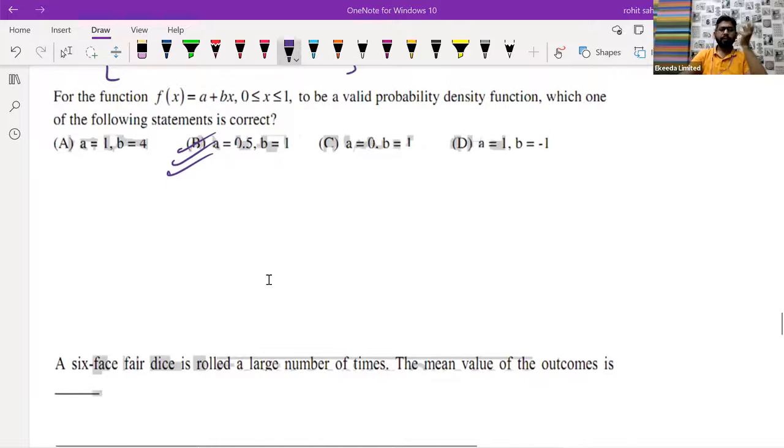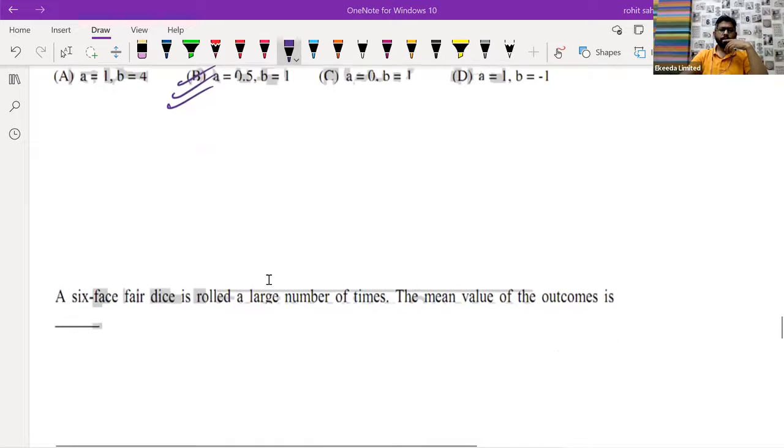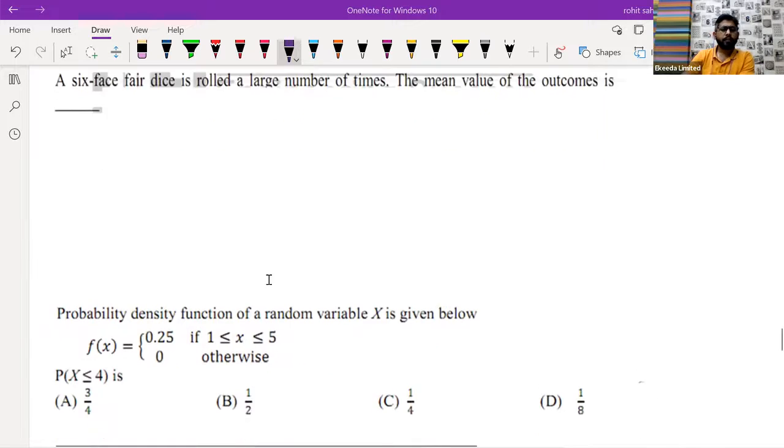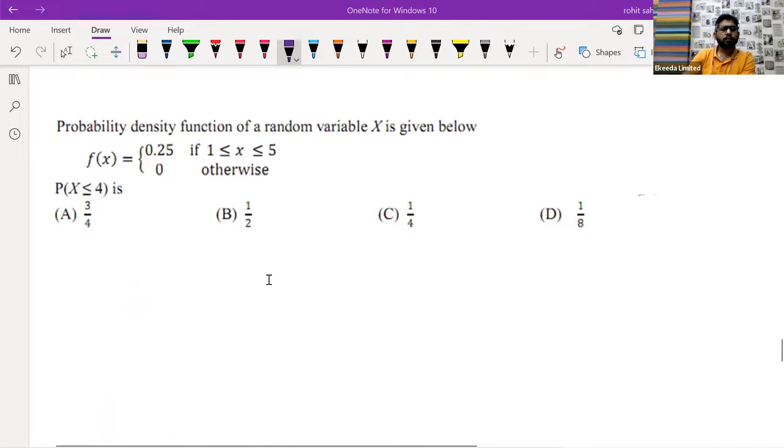2 more, like I can expect 2-3 answers more. Let's see, mean value of the outcomes. Mean value अभी हमने देखा नहीं. Okay, this is simple, right? 1 to 4 है तो उसको 1 to 4 तक, 1 to 5 तक define है तो 1 to 4 तक integrate करें. Right, ऐसे 1 to 4 तक f of x dx बस.